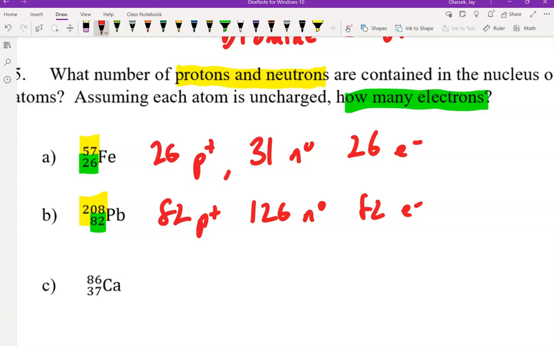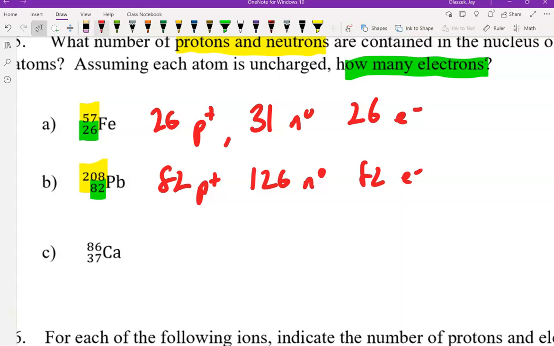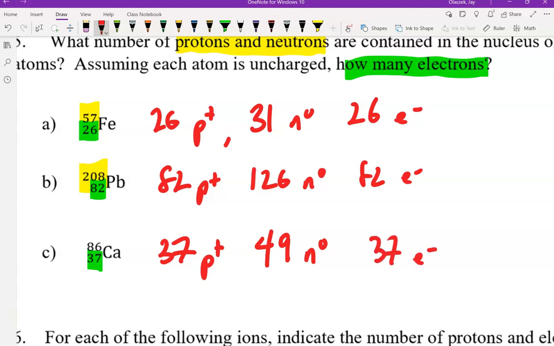Finally, we have a sample of calcium. This particular example has an atomic number of 37. That means it has to have 37 protons. Because this sample has an atomic mass of 86, we're simply going to subtract the number of protons from the atomic mass to tell us the number of neutrons, and this is 49. And again, because the number of protons and electrons is identical since it is an uncharged atom, it has to have 37 electrons.